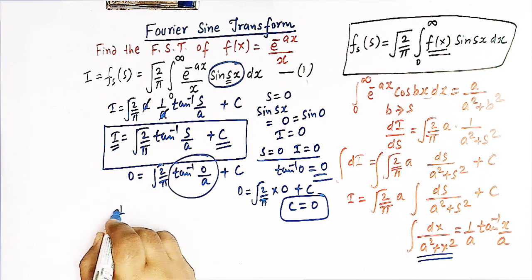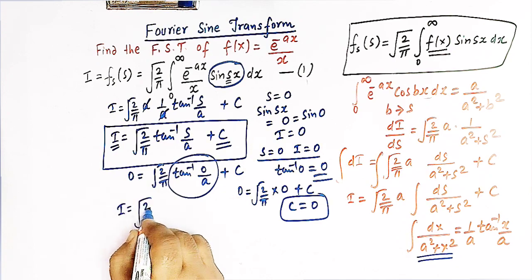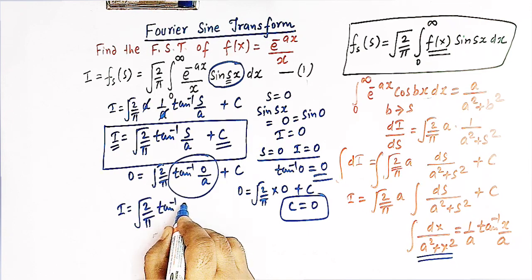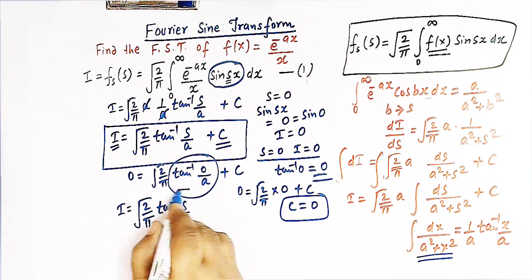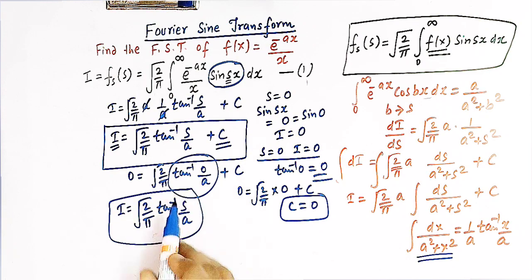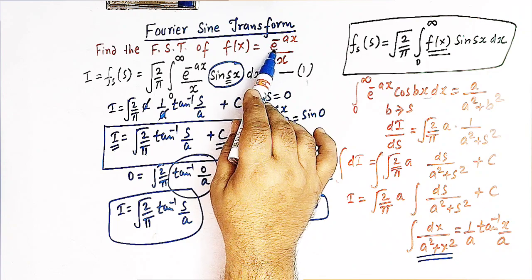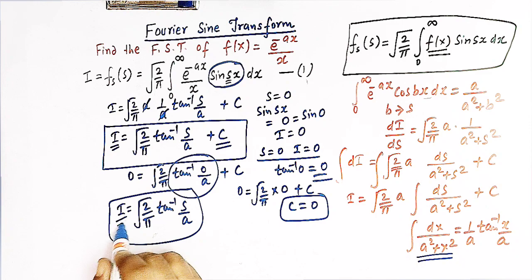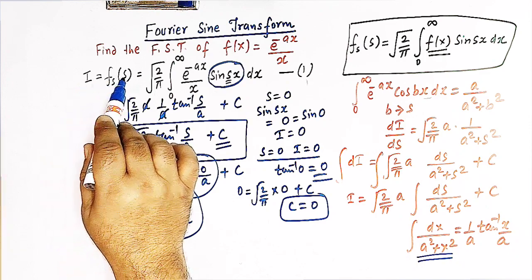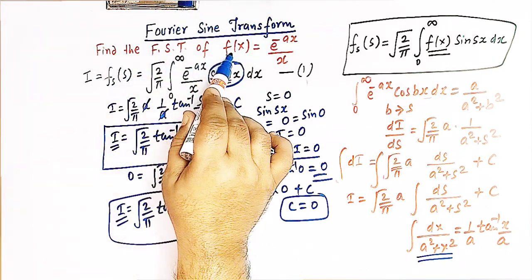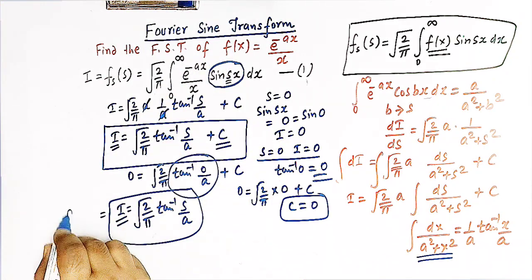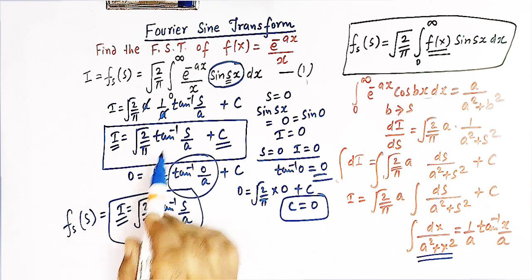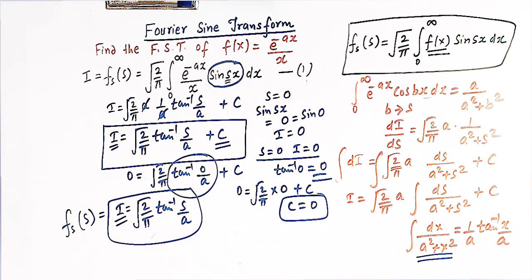So I is now equal to square root of 2 over pi, and here we have tan inverse s over a, right? So this is the Fourier sine transform of e raised to minus ax over x, because our integral I is equal to the Fourier sine transform of f of x. So we have fs of s is the Fourier sine transform of this function f of x.